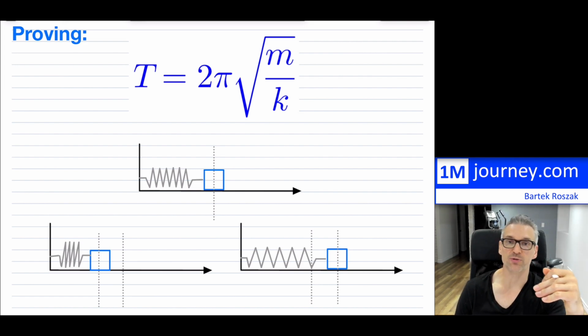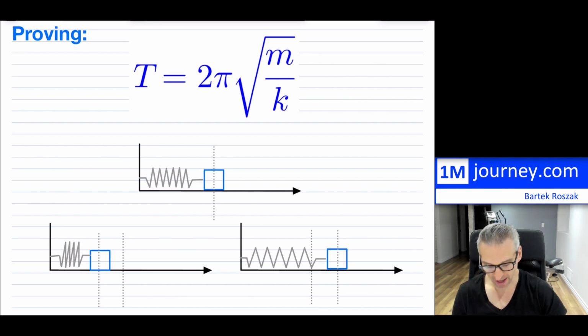Now, I want to be able to show you this by relating it back to a mass which is circling around. And what we're going to do is we're going to project that particular mass movement, which is going around the circle, into the x-axis, which is going to be the simple harmonic motion. Now, what I mean by that is the following.